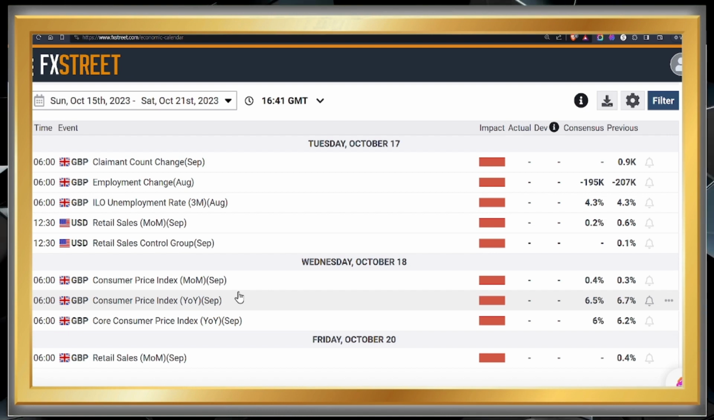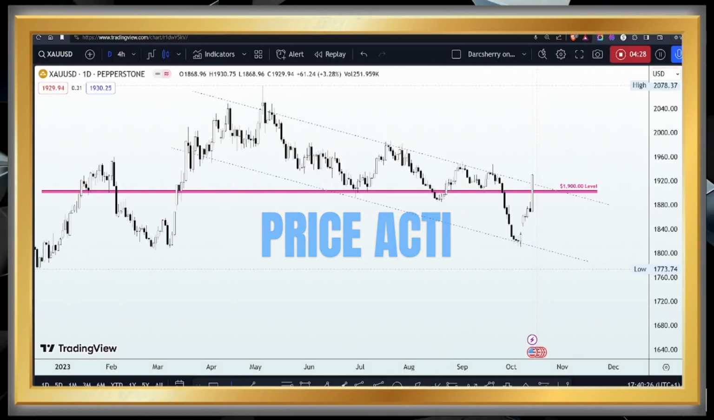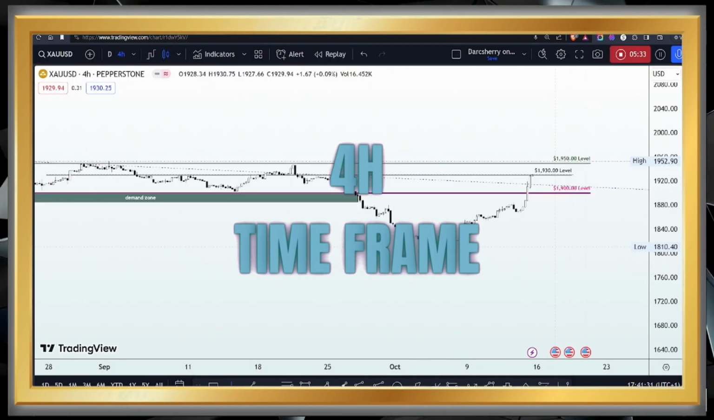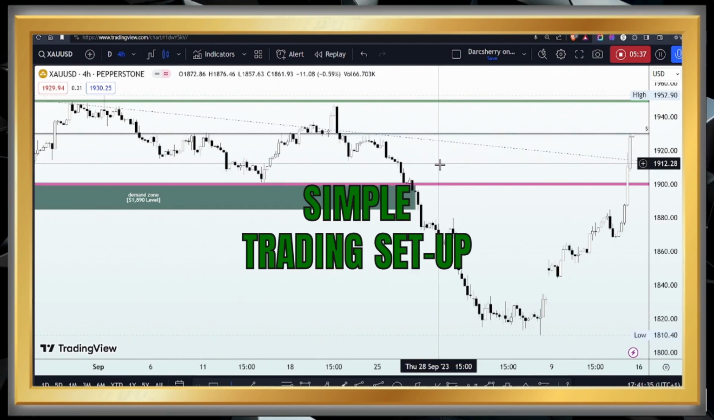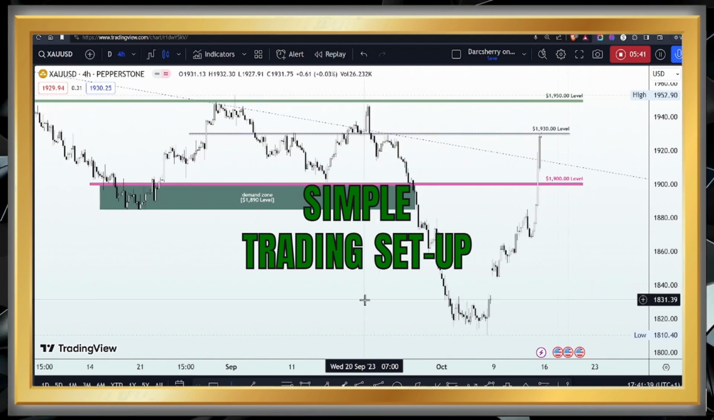And of course, as technical traders, we know that the anticipation of this event alone has a tendency of influencing market sentiment, which would reflect on the chart as price action. Now, talking about price action, let's scale down into the 4 hours time frame, where I mentioned earlier that I was able to identify a simple setup that we are going to be using for this week.